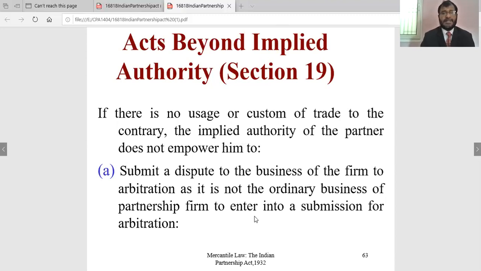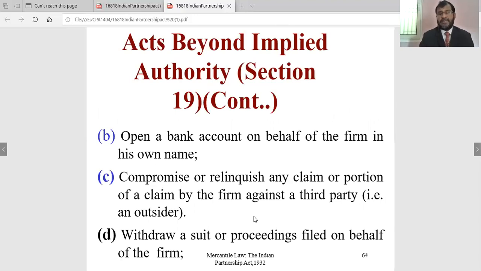Second, to open a bank account on behalf of the firm in his own name. I am going and opening an account in my name and operating it without the others knowing. Third, to compromise or relinquish any claim or portion of a claim by the firm against a third party, that is an outsider. Suppose some X owes this firm around 10 lakhs, and I am settling that claim, saying, okay, you don't pay. That is not allowed in partnership.